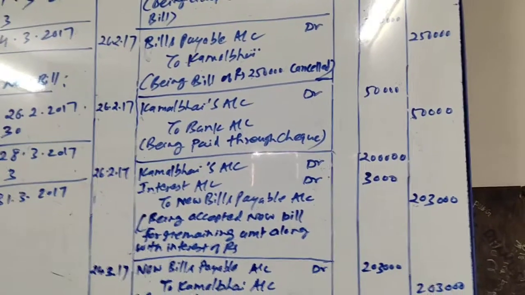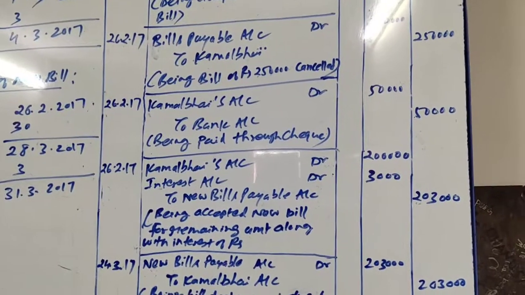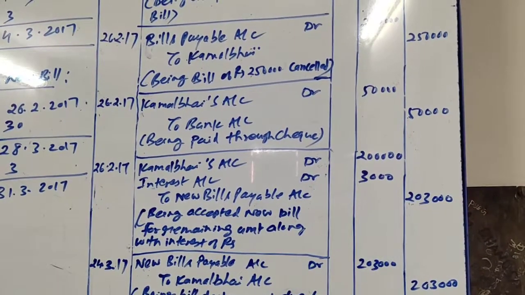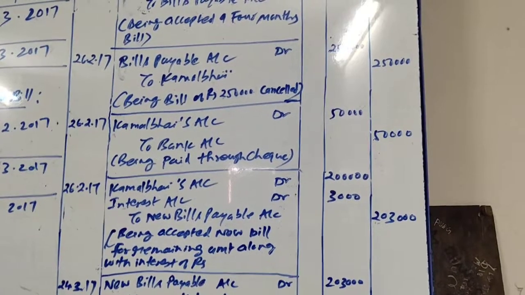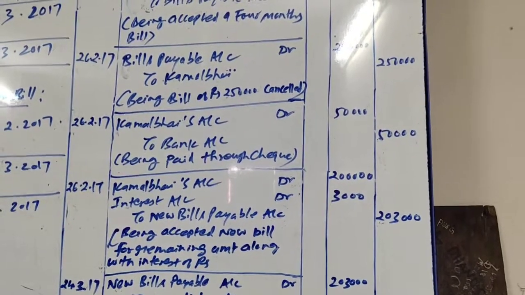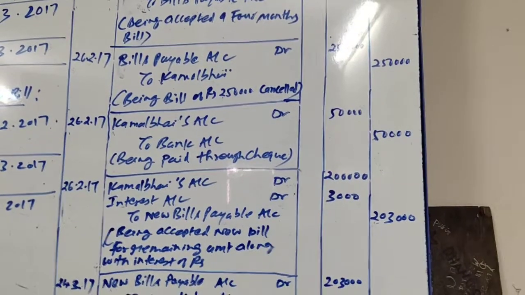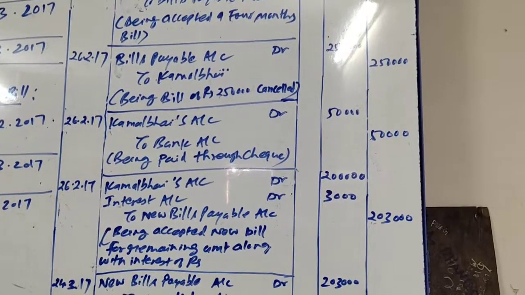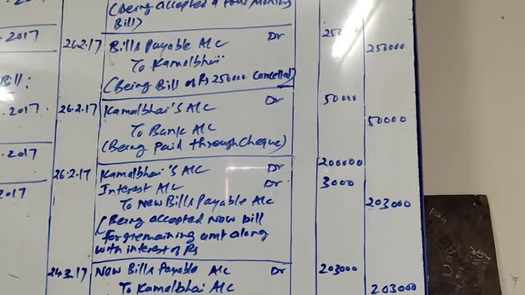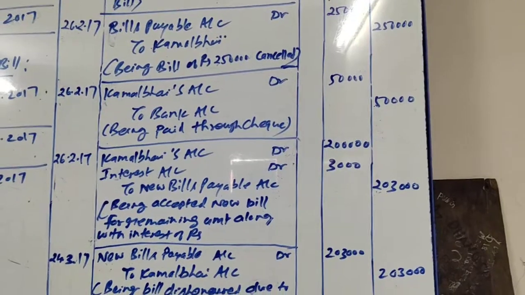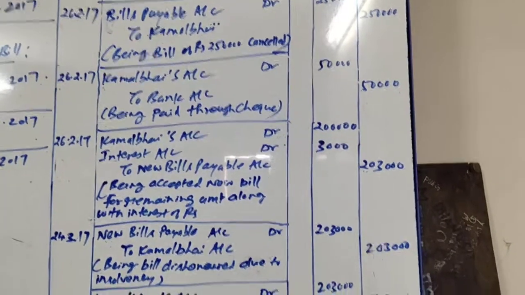And then Vishal accepted a new bill of the remaining amount along with interest. We know that 2,50,000 was the total amount, and 50,000 is paid out of that through check. So 2 lakh is the new remaining amount, and interest is rupees 3,000 which is to be charged. So here it is: Kamal Bhai's account debit, interest account debit to new bills payable account 2,03,000 and 2,03,000.